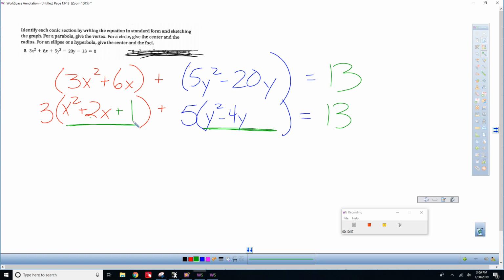But what have I done? I've just added 3 to this side. Do you see that? I didn't add 1. I added 3 times 1. So I better add 3 to that side.